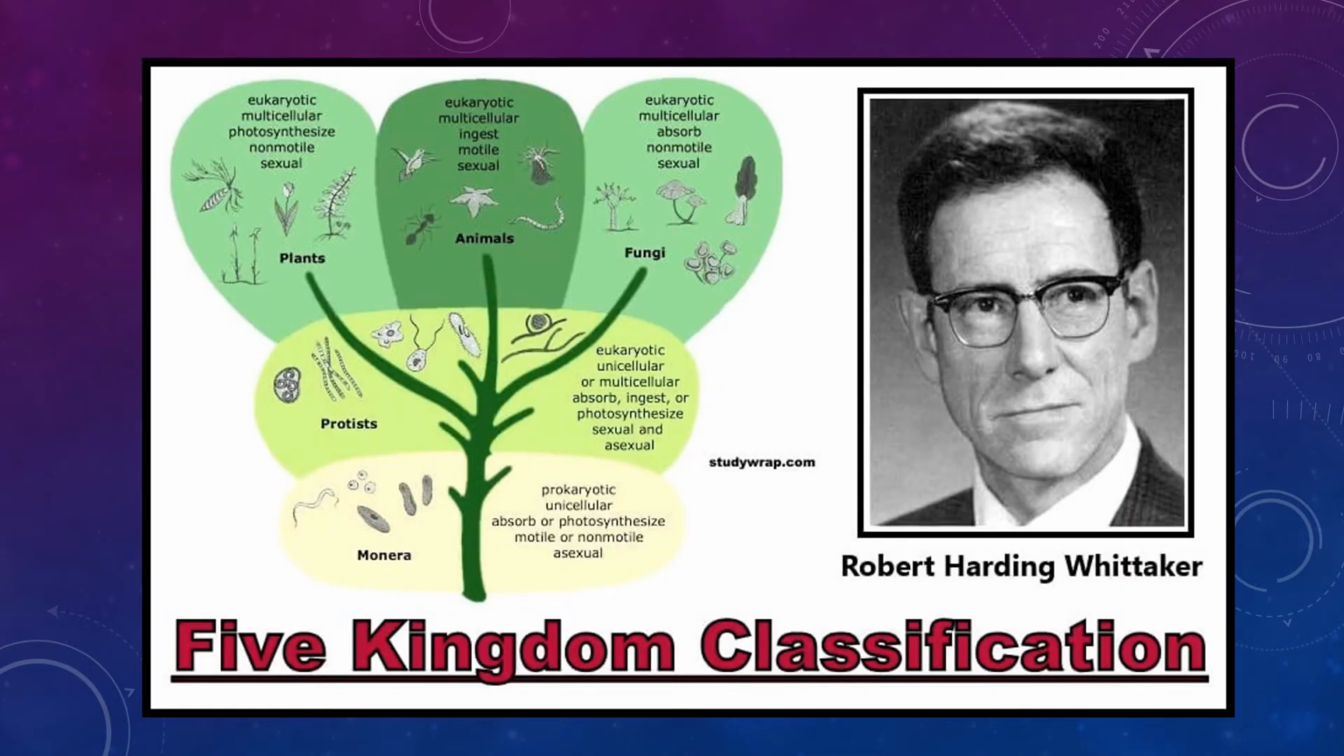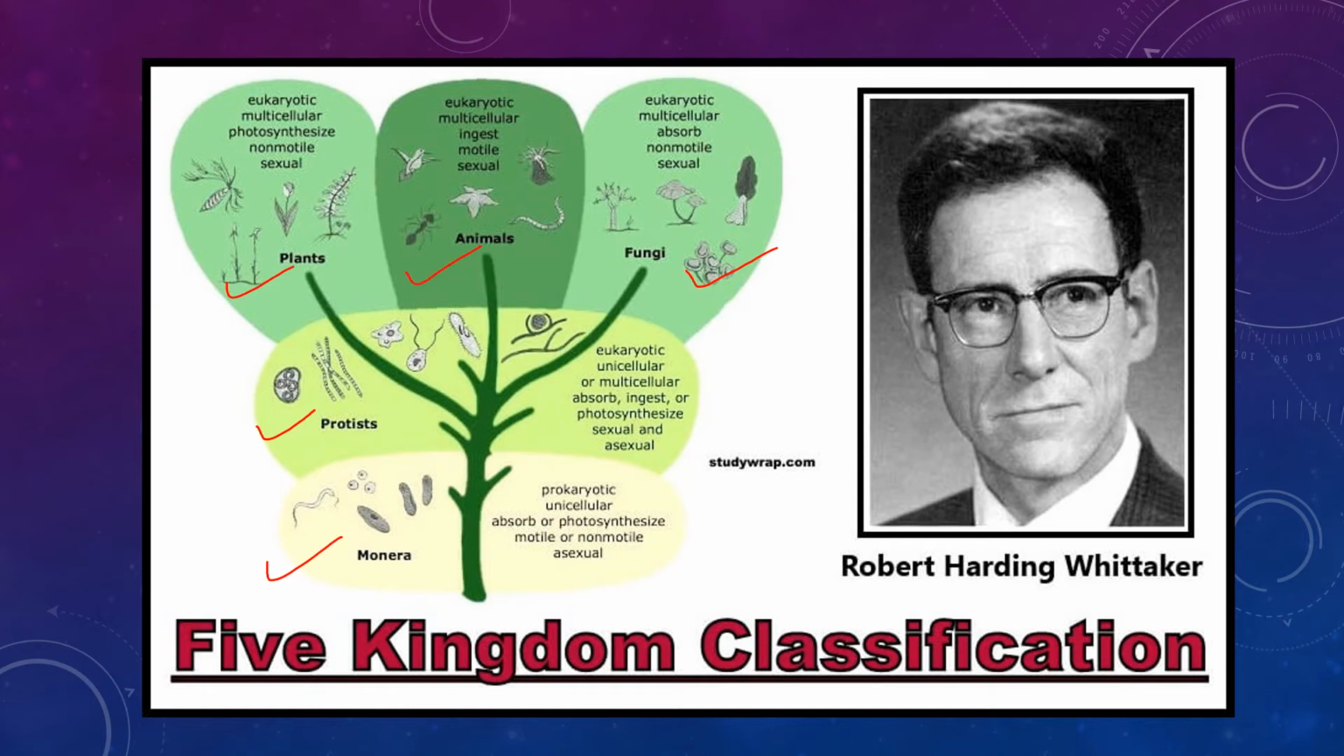Now, let's discuss the 5-kingdom classification. According to Robert Harding Whittaker, in the year 1969, the famous scientist known as R.H. Whittaker, he was the one who proposed the 5-kingdom classification. The 5 kingdoms were: first, Monera; second, Protista; third, fungi; next, Plantae; and the fifth one is Animalia.